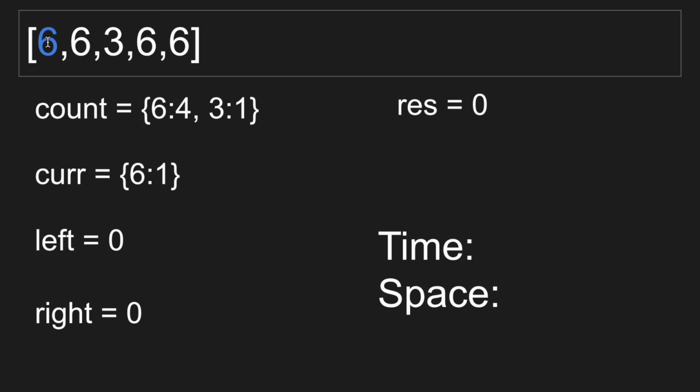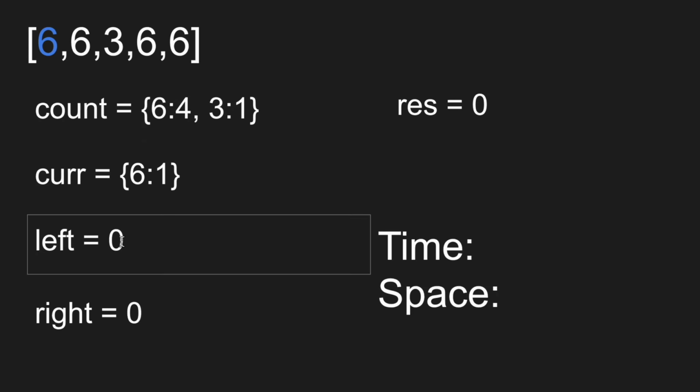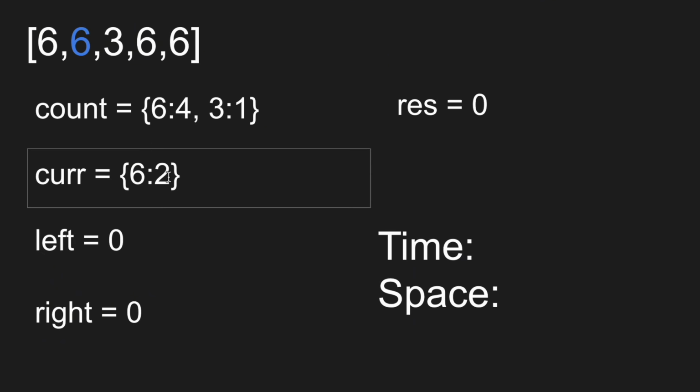So first we are at 6, update current. The value we want to look for is 12. There's no 12 on the left, no 12 on the right. So we add nothing to result, get to the next number, update current. There's 2 instances of 6 now. We're looking for 12. Again, none on the left, none on the right. So move to the next number.